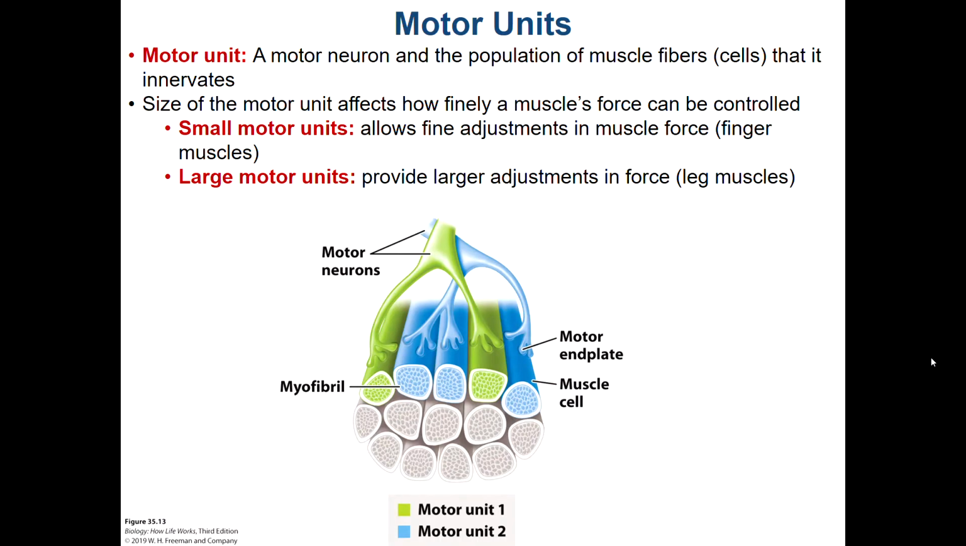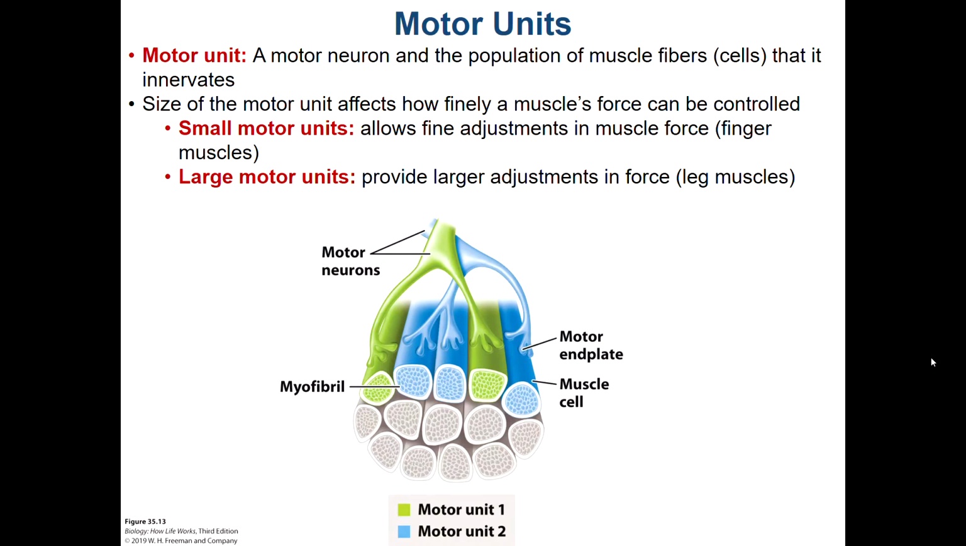Large motor units provide larger adjustments in force. An example for humans is our leg muscles. We would not be able to use our legs to play the piano, but we can use our legs to do something such as kick a soccer ball a very far distance, where we would not be able to do that with our fingers. Together with stimulation frequency, a muscle's force output depends on the number of motor units, and therefore the number of muscle fibers that are activated.